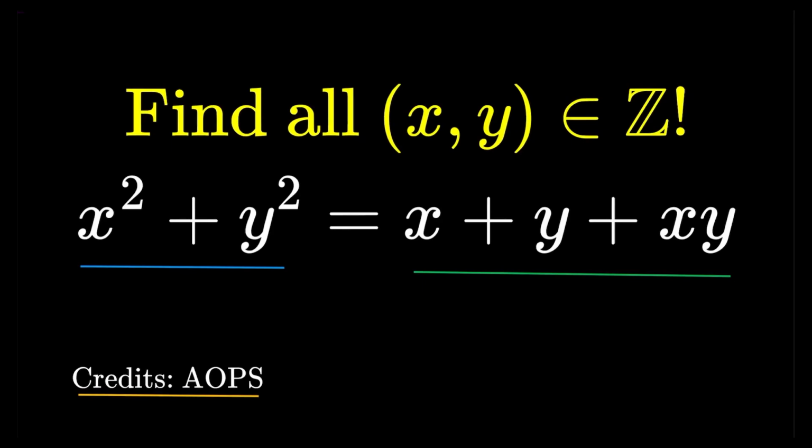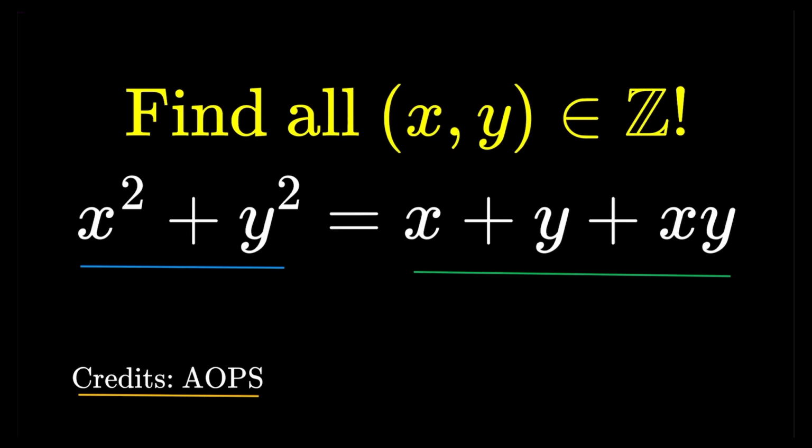Find all integer ordered pairs x, y such that x squared plus y squared is equal to x plus y plus xy. Credits to the Art of Problem Solving community for this item. As usual, pause this video if you'd like to give this item a try, but if you're done, let us dive into the solution. So here we have a Diophantine equation, specifically a quadratic one.